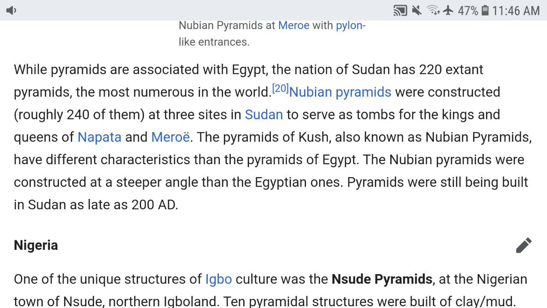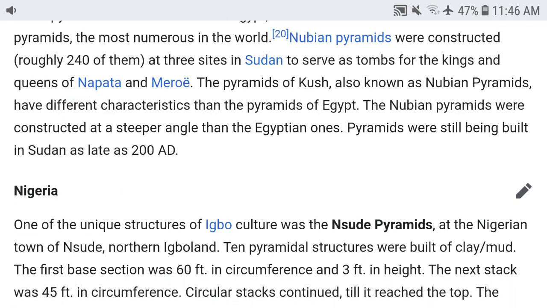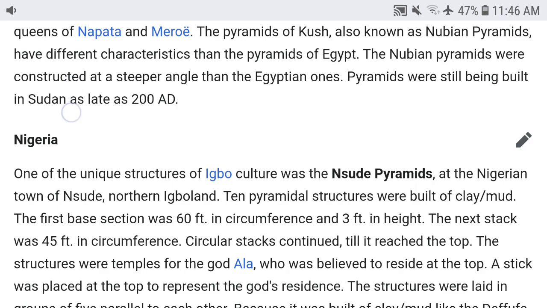The pyramids of Kush, also known as Nubian pyramids, have different characteristics than the pyramids of Egypt. The Nubian pyramids were constructed at a steeper angle than the Egyptian ones. Pyramids were still being built in Sudan as late as 200 AD.